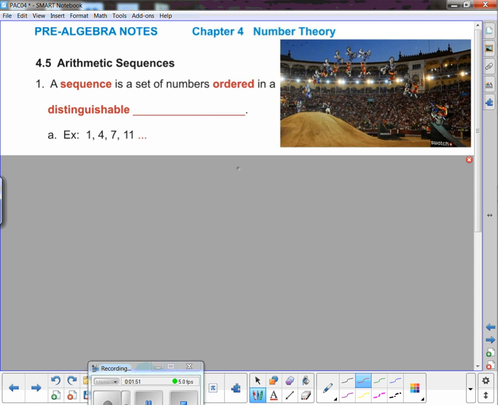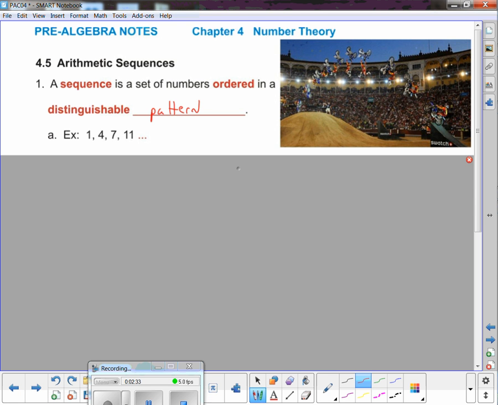All right, what is a sequence? It's a set of numbers ordered in a distinguishable pattern. So I have an example sequence below. The first number of the sequence is 1, and the second is 4. The third is 7. The fourth is 11. And most people can figure out what the next number would be. I don't want you to say anything out loud.